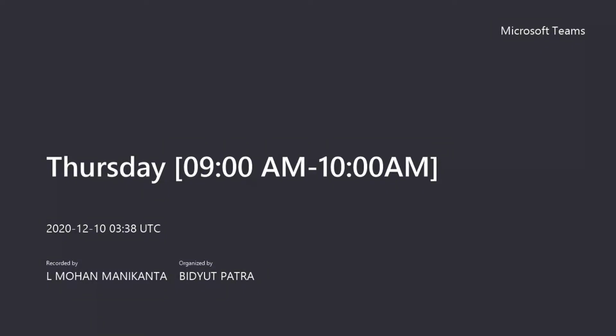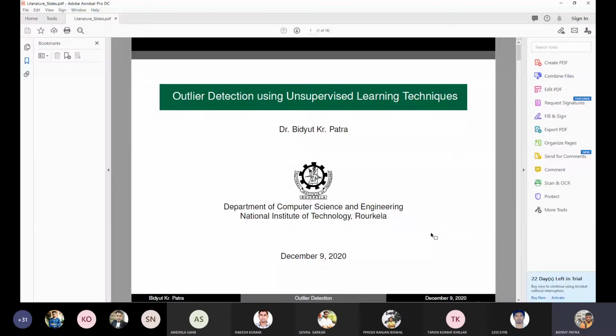Okay, and so today's class is outlier detection using unsupervised learning technique. Hopefully you can see the screen. Okay.